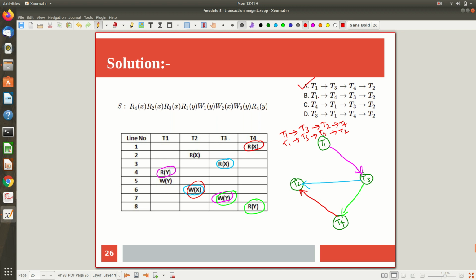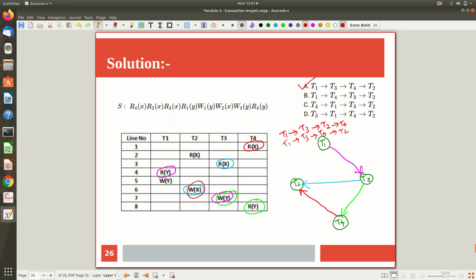So what is the problem in the other options? Here after T1 I reached T4. That's not possible. You can reach T4 only after finishing T3. Similarly here I started with T4. That's not possible. You can reach T4 only after finishing T3. In the third one also I started with T3. That is also wrong, because I am supposed to finish T1 before moving on to T3. So that is very important.